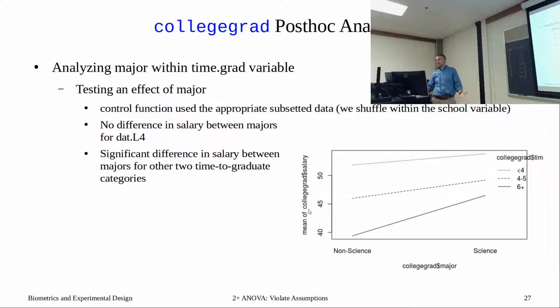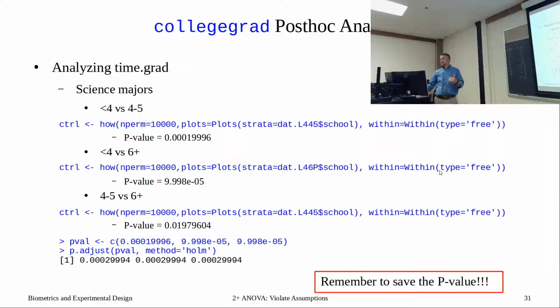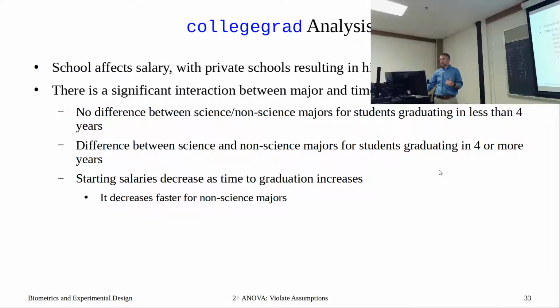And then we took it that next step and said, within the science majors, each of these points is different. We took it to a complete analysis, from figuring out our simplest, most parsimonious model, to then investigating how the individual independent variables influence our dependent variable. As a summary, school affected salary. It was a main effect in our simplest model.